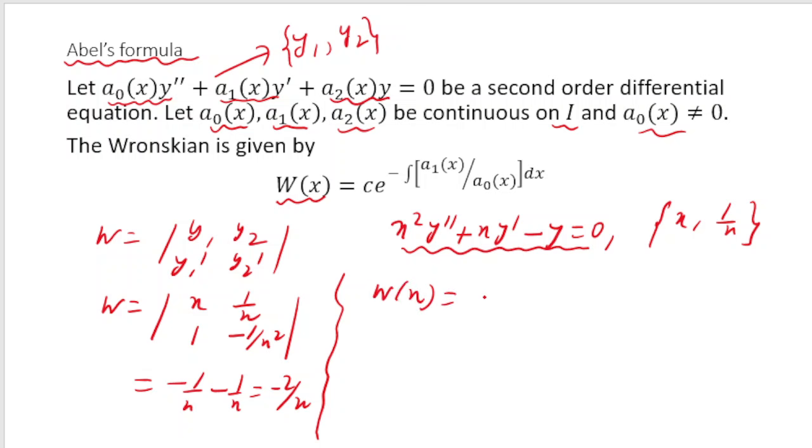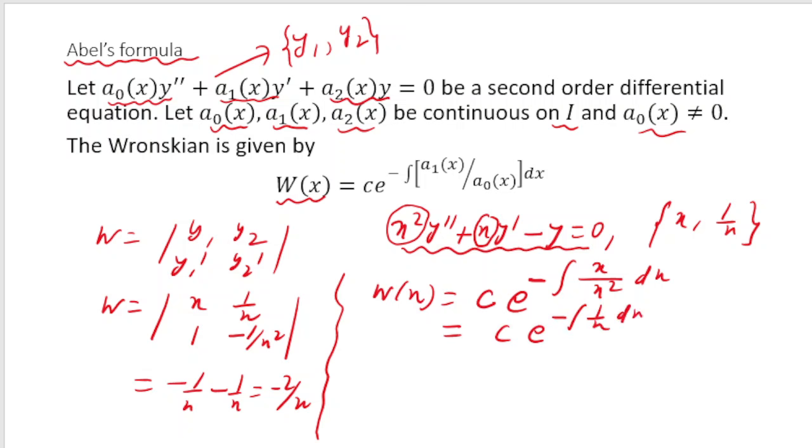And how? I take c as a constant, e to the power minus integral of a1x by a0x dx. Here a1x is x, so I take minus x, and a0x is the coefficient of y double dash, which is x squared, dx. So what do I get here? I get c e to the power integration of minus 1 by x dx, so I get c e to the power minus log x. And e to the power minus log x is basically 1 by x. So we are getting c by x.